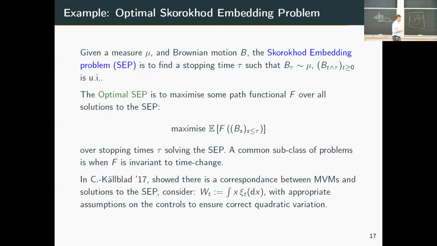But it turns out that you can interpret these things as an MVM type problem. So if I look at the MVM, psi is a measure valued process, and I start it at where I want to end up. Now I choose some way of letting it evolve. There's basically a correspondence between dynamics of MVMs and choices of stopping time to solve the Skorohod embedding problem.